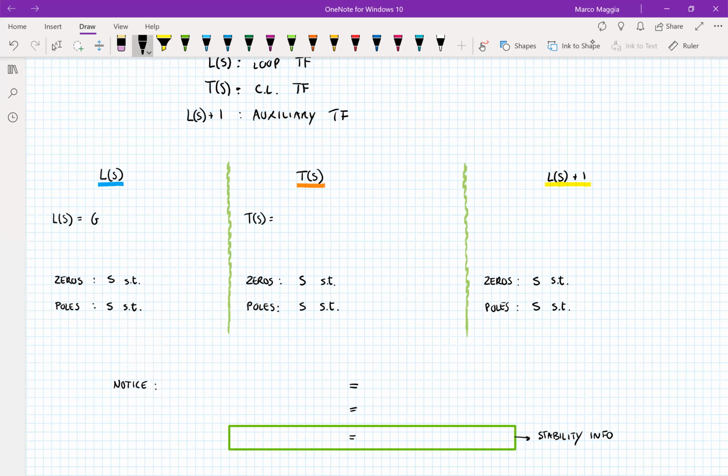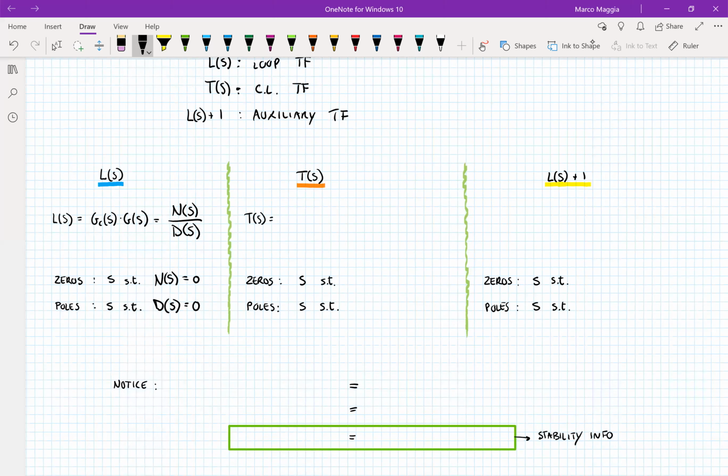So L of S, as we've already established, is just GC times G. Let's say that we can write it as a fraction with a numerator and a denominator, so N of S over D of S, usual stuff. If you wanted to find the zeros of L of S, what do you have to do? You have to solve N of S equals 0, and the solutions to this equation are the zeros. What about the poles? Well, the poles are the solutions of D of S equals 0. Again, nothing new so far, but it's good to review things.